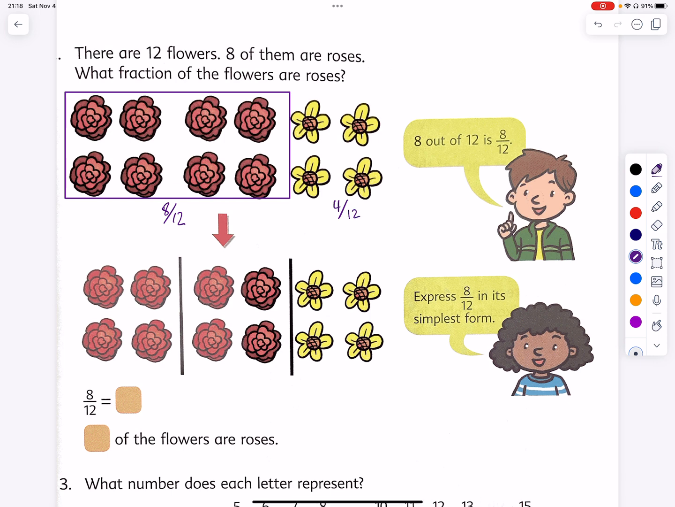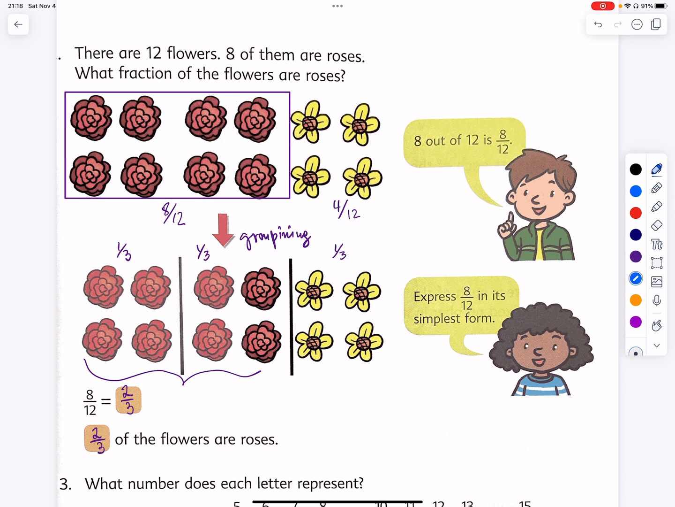But we can also look at them as 3 groups. This is called grouping, right? We can group the flowers into 3 equal groups. And we have 1 out of 3, 1 out of 3, and 1 out of 3, which means that the red flowers are 2/3. 2/3 of the flowers are red or roses.